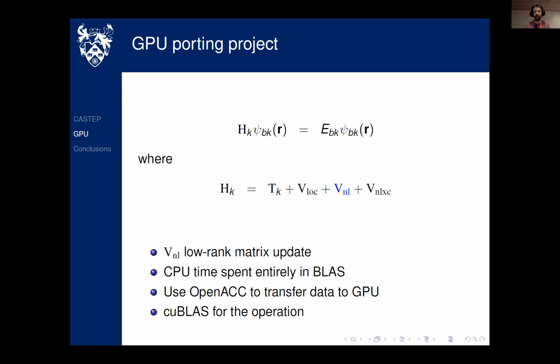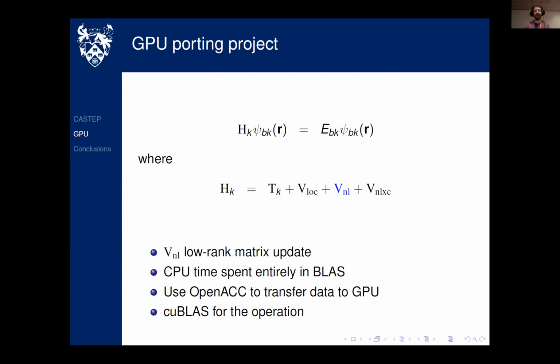So at least at a high level, your OpenACC does the data transfer. cuBLAS does the same BLAS operation you were going to do on the CPU, but now on the GPU, and then you use OpenACC to drag the data back. And it's as simple as that. As long as you don't have any bugs, it's as simple as that.